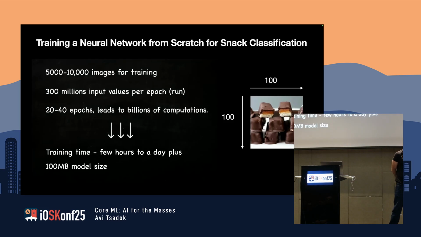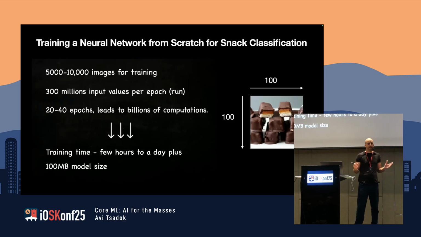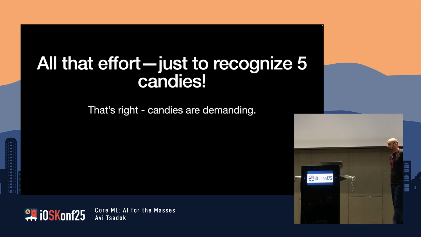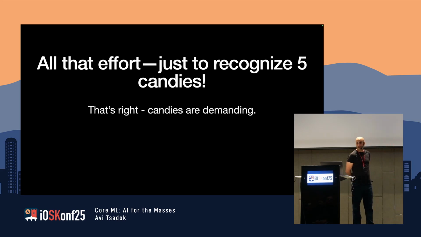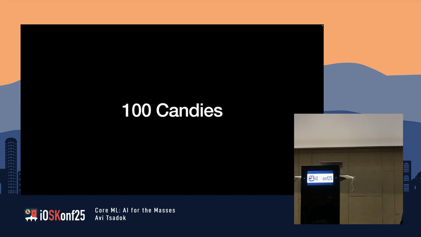and it takes something like 100 megabytes. Now, I know that we said yesterday that, okay, we can work with a 100 megabytes model. That's fine, but that's only for 5 candies, sorry. Yeah, it looks like candies are demanding. And what about 5 candies or 100 candies? What are we going to do then? So, are we stuck with our app? What do you think we can do?